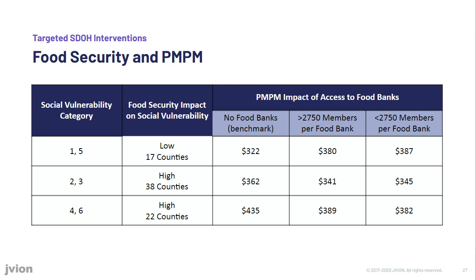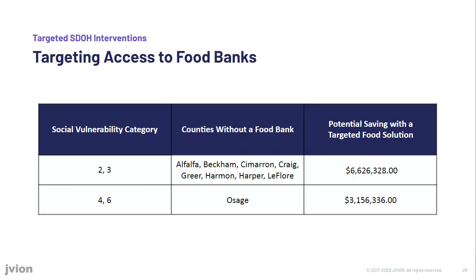That left 9 counties in the moderate or high impact that did not have food banks, and we were able to identify that in 8 of those counties there was about a $6.6 million opportunity by solving food security in them. There was one county that, if they were able to address food security there, was a $3 million opportunity, or about a $10 million a year statewide opportunity from dealing with food security in areas that did not have food banks.